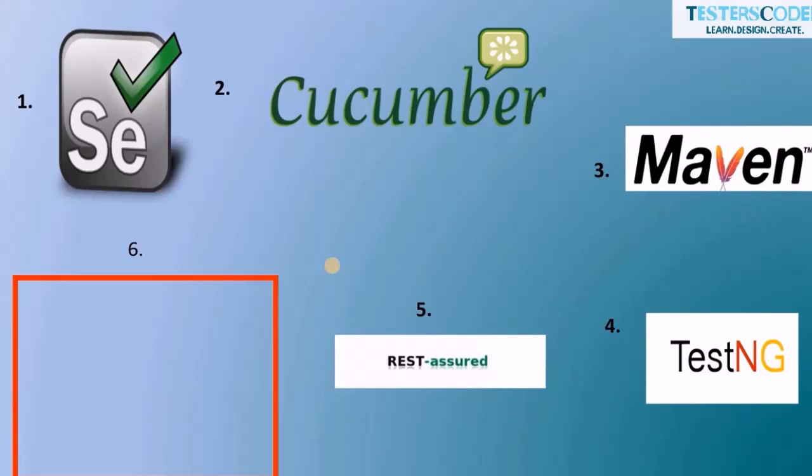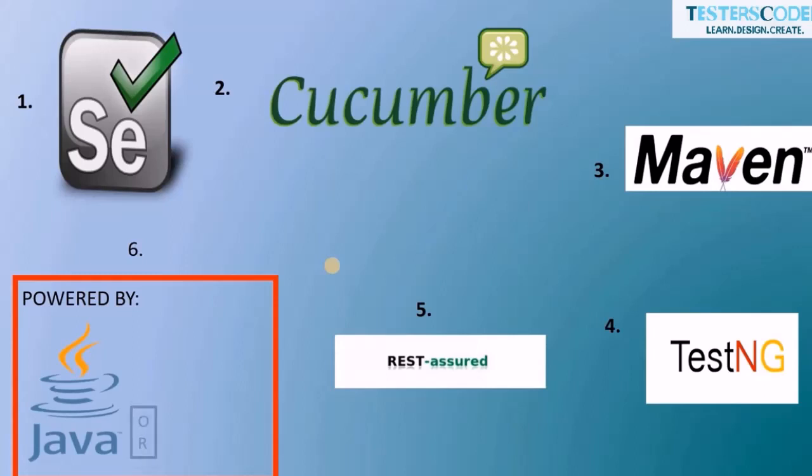Rest Assured is used for API testing. As I've already explained, you can validate the data easily without a UI in API testing. Lastly, we need the support of a programming language. Selenium supports programming languages like Java, Python, and it even supports languages like Ruby and Perl.